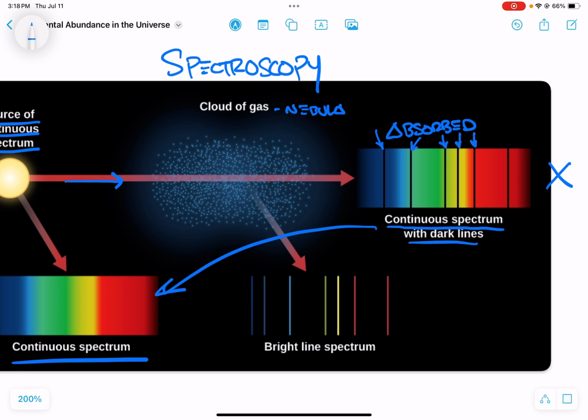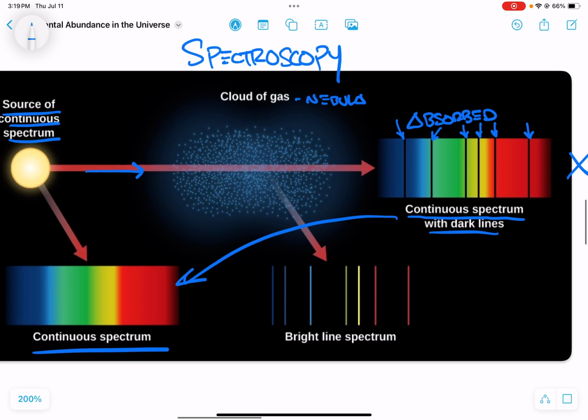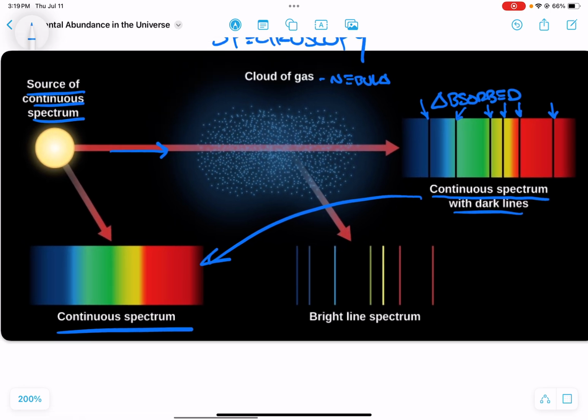The particular pattern actually indicates the type of element or matter that the gas is made of. It's amazing, okay? Every element has its own specific spectral lines. They're called spectral lines, okay?